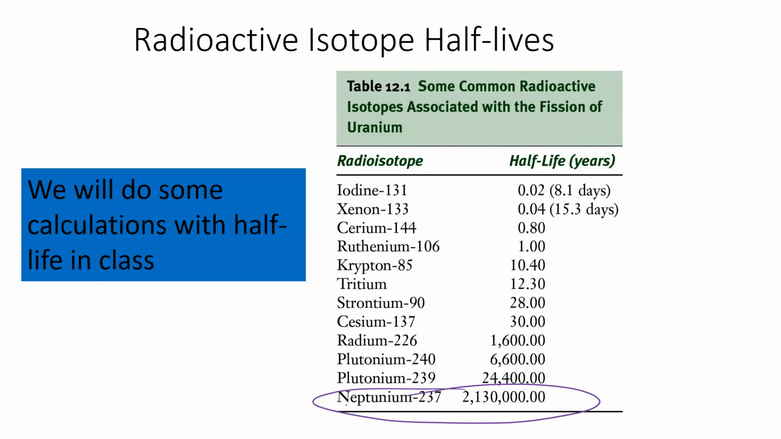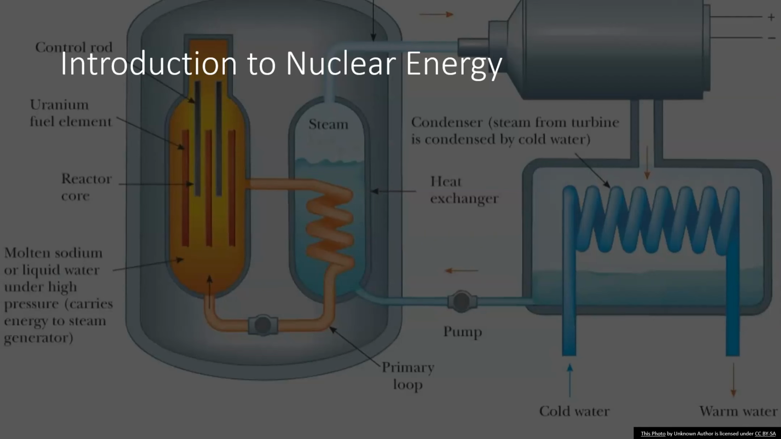In the case of neptunium, for example. Other isotopes have exceptionally fast half-lives. Iodine-131, for example, only requires 8.1 days for half of the present isotopes to decay to a stable form. Again, this is something we'll talk about a little more in class.